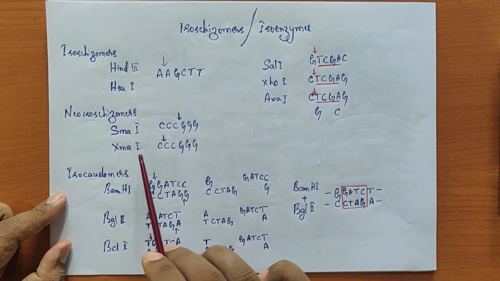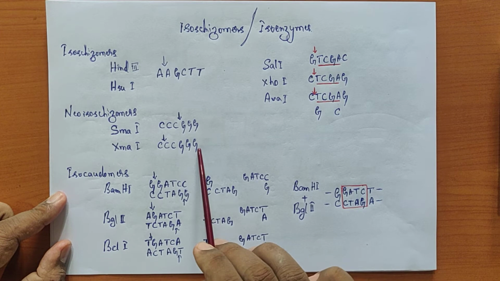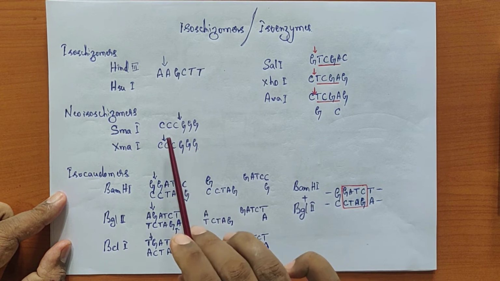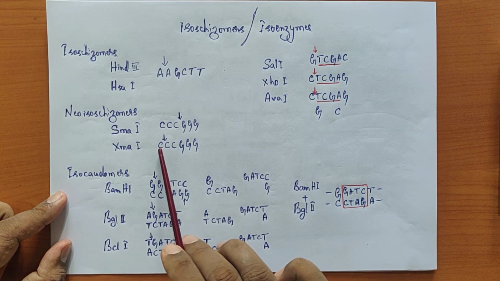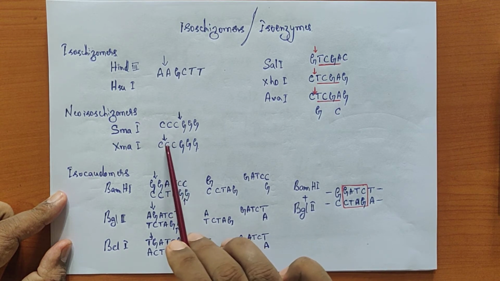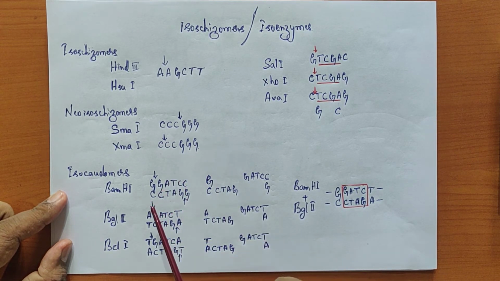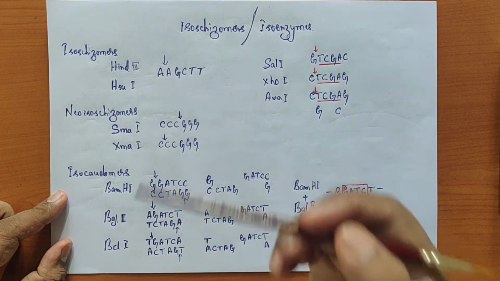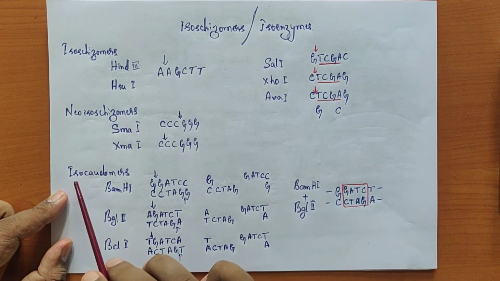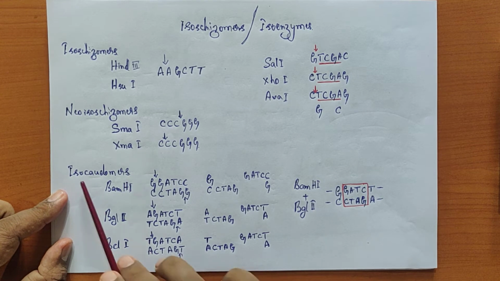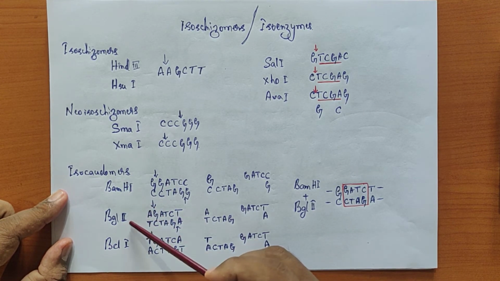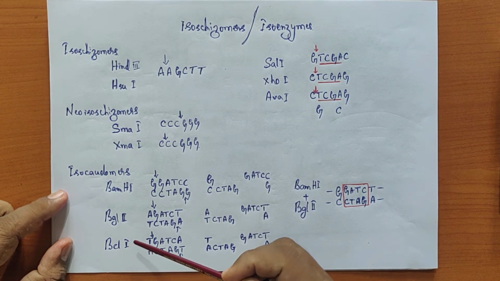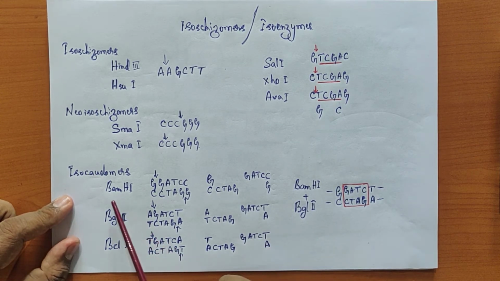Whereas XmaI recognizes the same sequence CCCGGG but initiates the cleavage at a different site, between C and C. Now this results in the generation of a sticky end. Now we have a third category, which they call isocaudomers. So isocaudomers, for example, BamHI, BglII, BclI, all of them are isocaudomers.